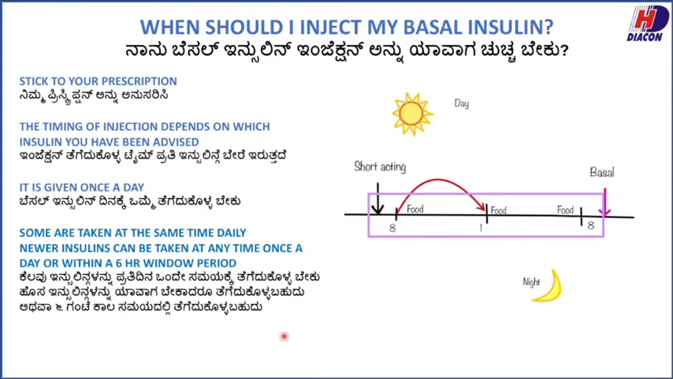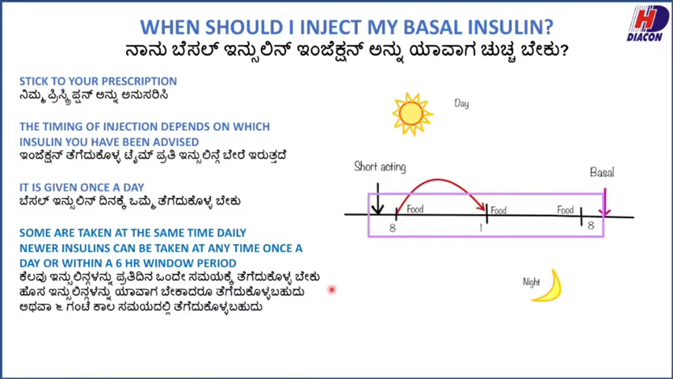Coming to the basal insulin, again, stick to your prescription. Basal insulin is given once a day. It can be taken either in the night or it can be taken in the morning. Some of them need to be taken at the same time daily. So some people may even prefer to take it at 12 noon every day.